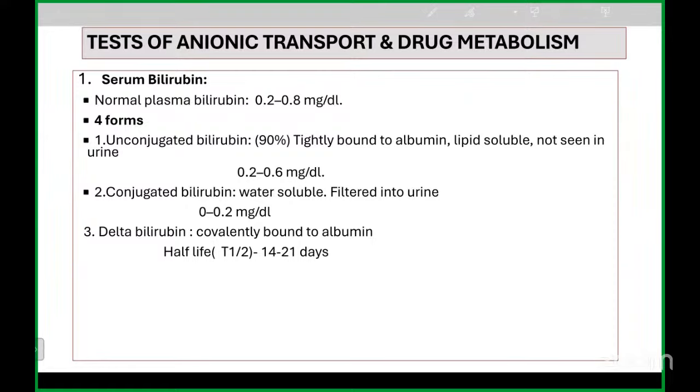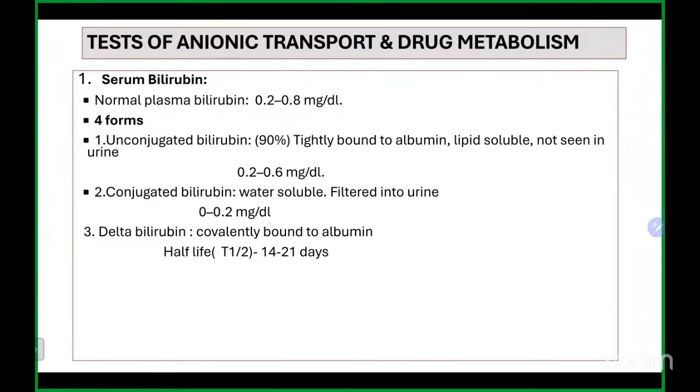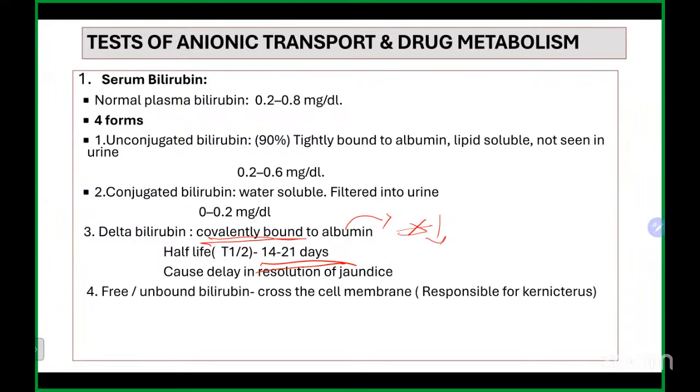Now, how is delta bilirubin different from unconjugated bilirubin? Unconjugated bilirubin is only tightly bound to albumin, whereas delta bilirubin is covalently bound. That means for it to become detached from albumin, your bilirubin level should be very low and the covalent bond has to be broken. This takes a longer time. So the half-life of delta bilirubin can be as high as 14 to 21 days, especially in babies who require exchange transfusion and all. There can be ongoing problems because of the high levels of delta bilirubin. Okay, it causes delay in resolution of jaundice.